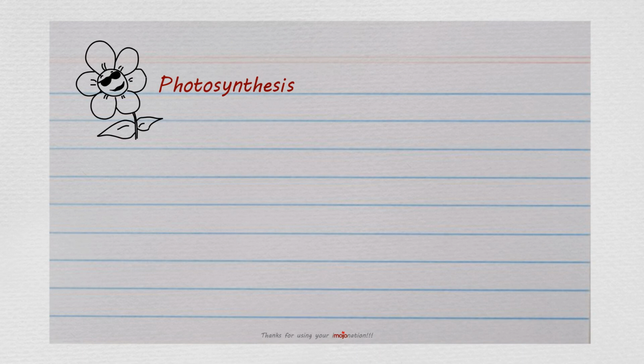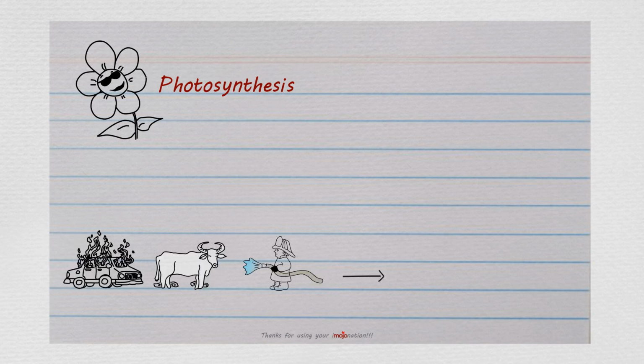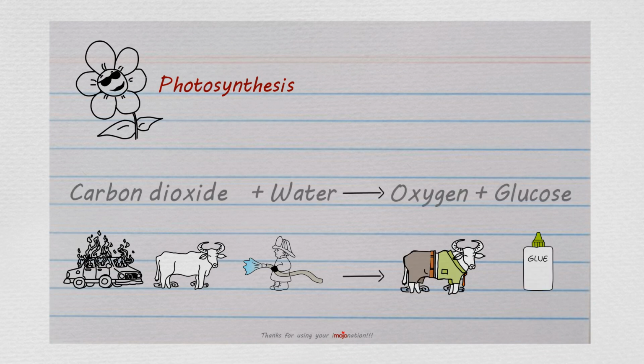So inside each peaceful photosynthesizing plant, you actually have a car bomb dyeing oxides and water reacting to form oxen with glue clothes, or carbon dioxide and water reacting to form oxygen and glucose.